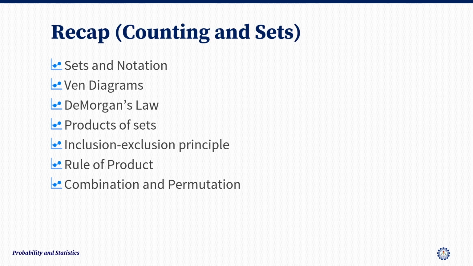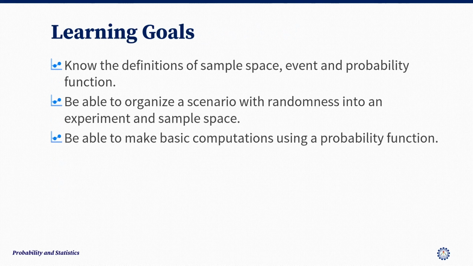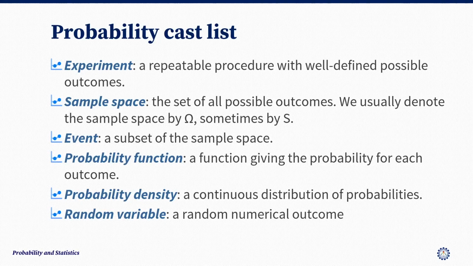So we've discussed counting and sets and notations, then diagrams, De Morgan's law, products of sets, inclusion-exclusion principle, rule of product, combination, and permutation. For today, we're going to know the definition of sample space, event, and probability function, be able to organize a scenario with randomness into an experiment in sample space, and be able to make basic computations using probability function.